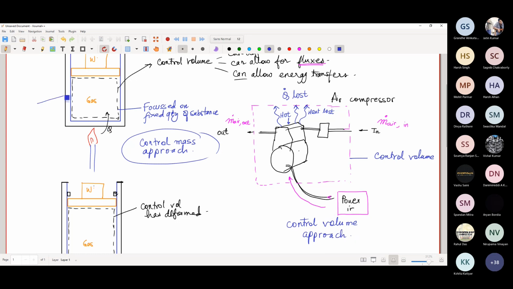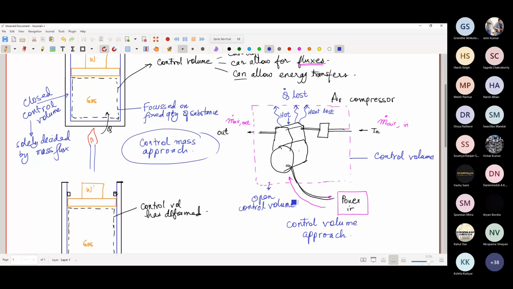This is a closed control volume because no mass is leaving the system. So the closeness of the control volume is solely decided by mass flux. It is closed if mass does not enter or exit the system. This is an open control volume. Why? Because mass is able to come in and go out.